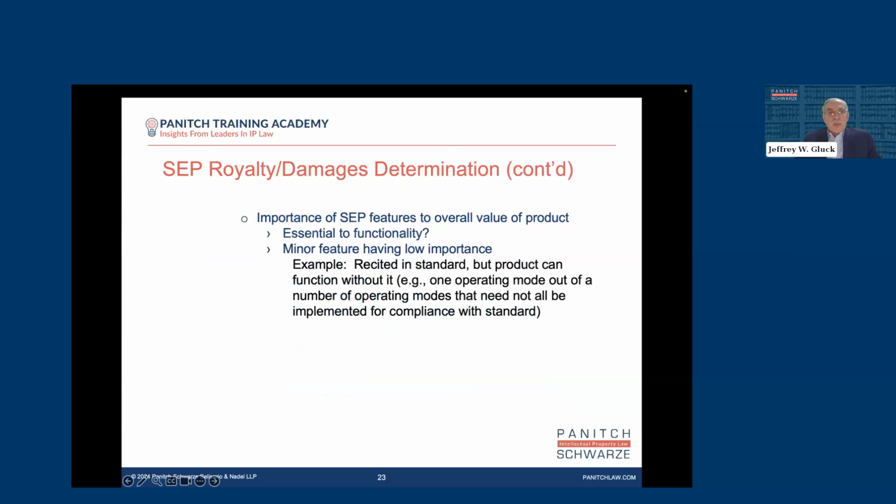Okay, so another within this whole framework is the importance of the standard essential patent features to the overall value of the product. And again, Steve spoke about this earlier, so I think I will just skip this slide in order to avoid repetition. But an example here of a minor feature having low importance might be an operating mode, one operating mode out of a number of operating modes that need not all be implemented in order to comply with the standard. In other words, there may be optional features, and your patent may only be relevant to one of those options. So, okay, next slide.